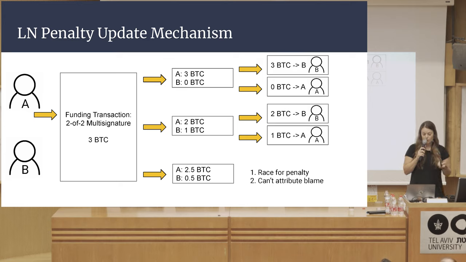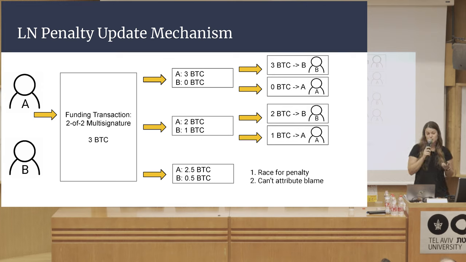So now if we want to update this next state, what we would do would be first release the keys to revoke either of the old states, and then update the transaction accordingly. However, this simplified diagram has two mistakes in it, which the Allen penalty protocol addresses.